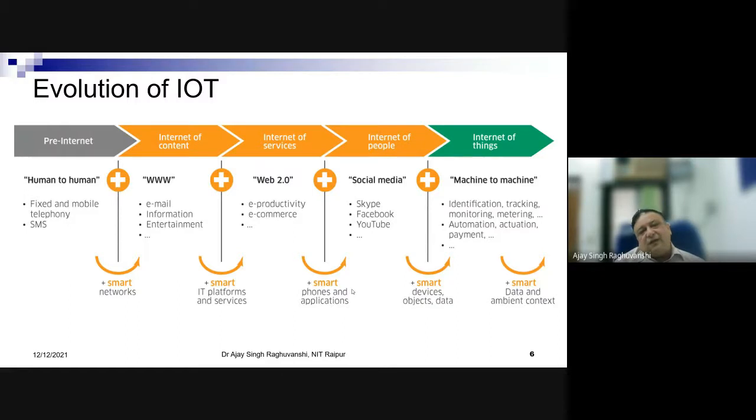Then after that came the Internet of People, when social media developed. A number of social platforms came, like Skype, Facebook, YouTube, and Orkut, which developed, and people were able to use these as social media.